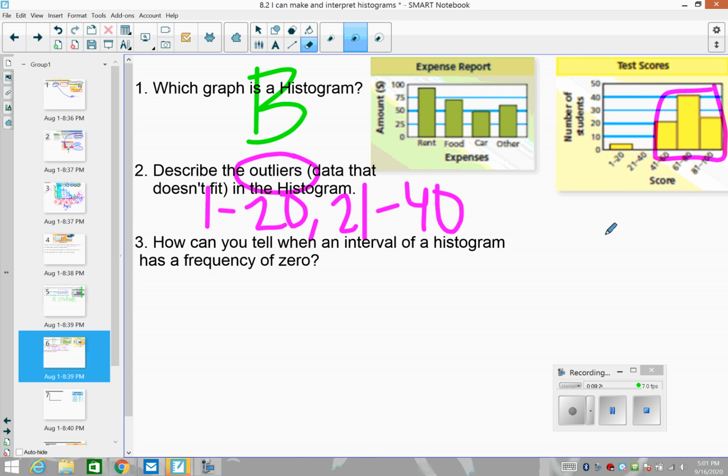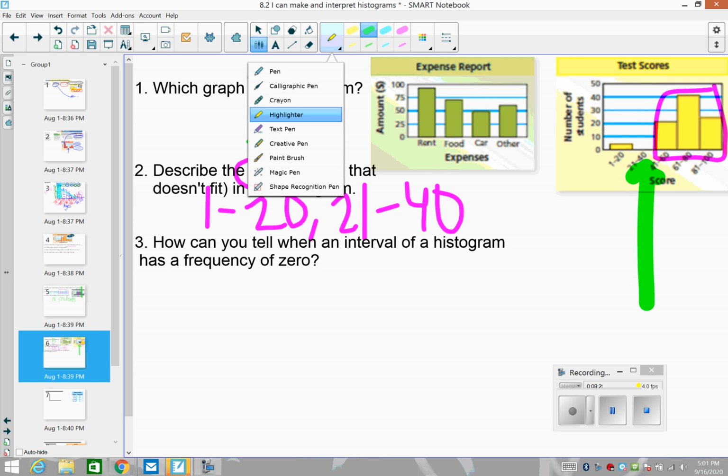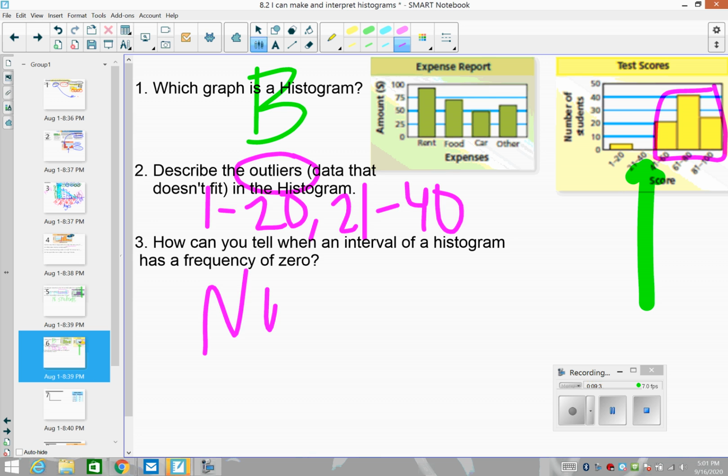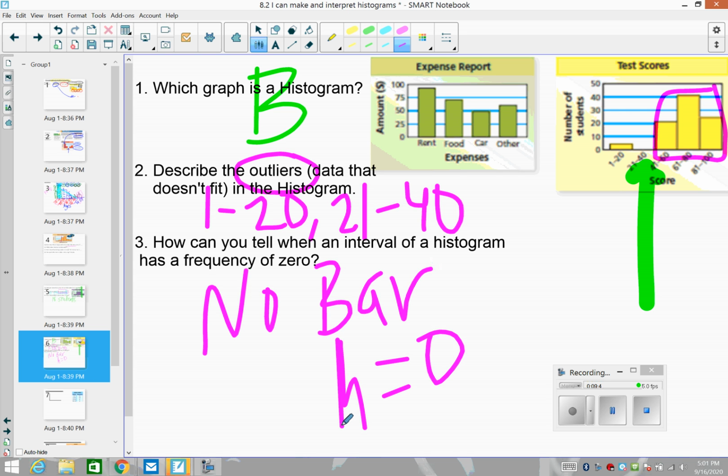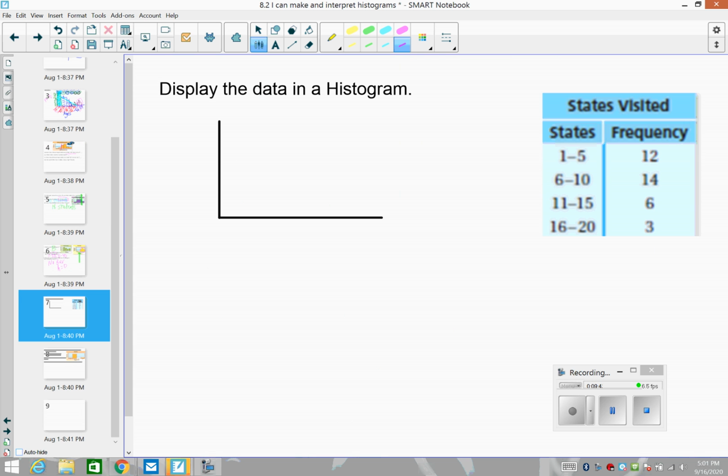And how can you tell when an interval of a histogram has a frequency of 0? We have a great example right here. We have a frequency of 0. That means that there's no bar at all. That's how you know, the bar isn't growing at all. It has a height of 0. So the bar has basically a height of 0. 0 students. All right, wrapping up histograms then.